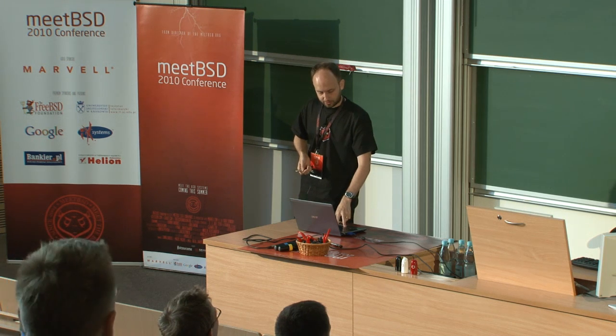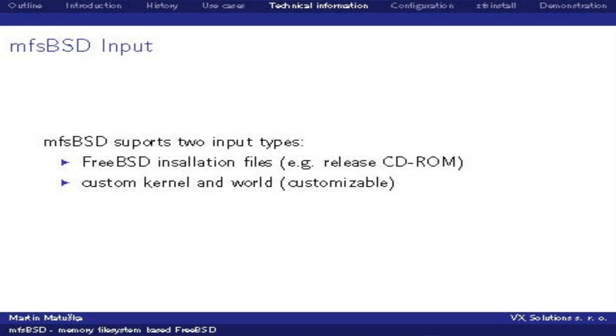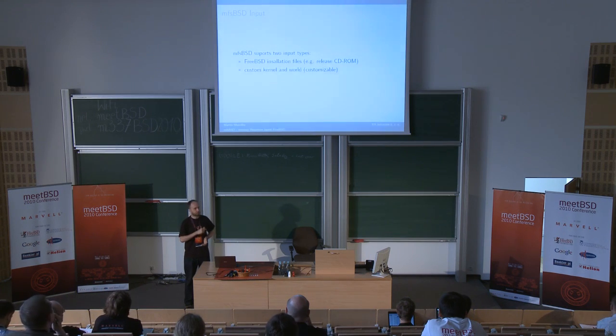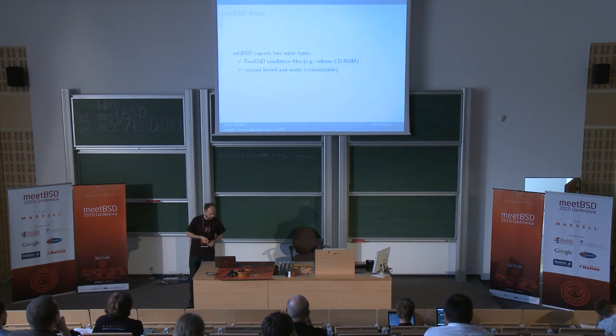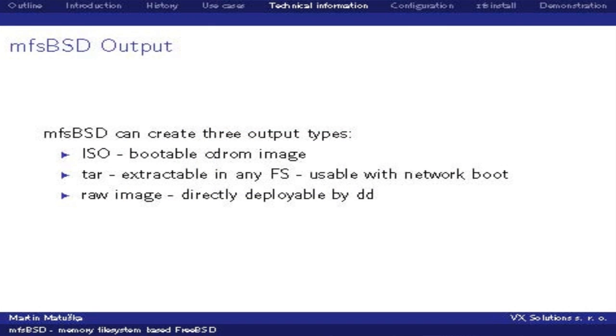Okay, the input, it's like two options. You can input from FreeBSD installation files like a CD-ROM release or NFS or whatever. You just need these files in the distribution. Or you can build your very own custom kernel for testing or whatever. So output types are again three. We have ISO images, we have a tar distribution, and we have a raw image.